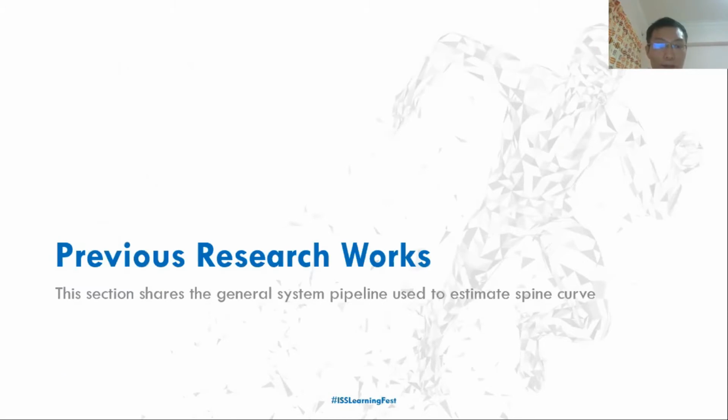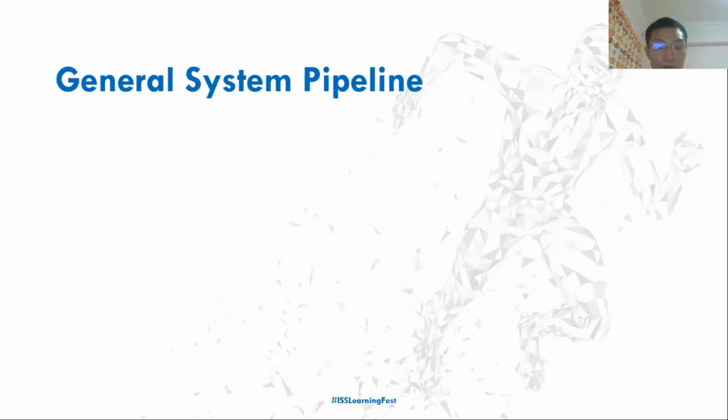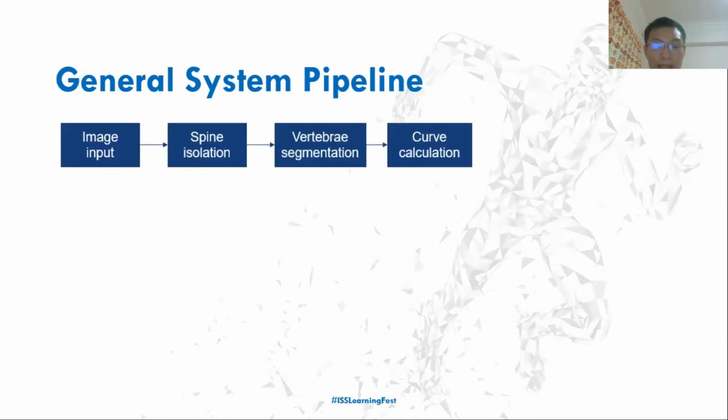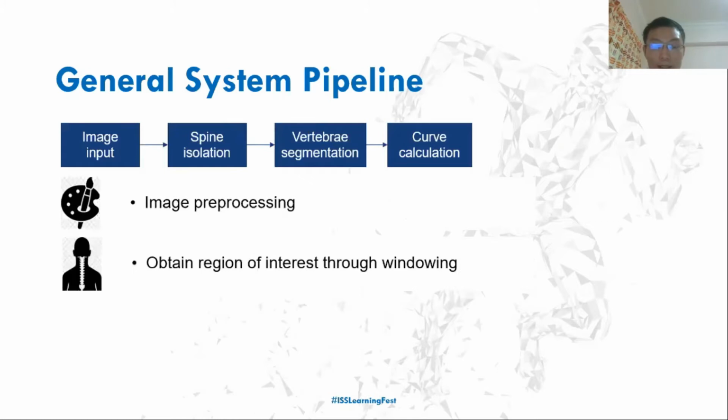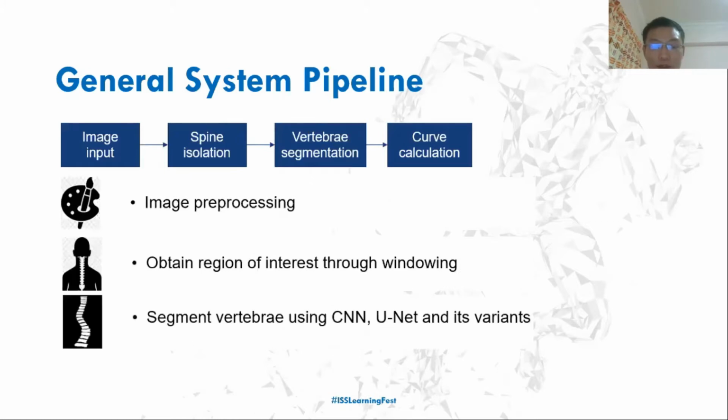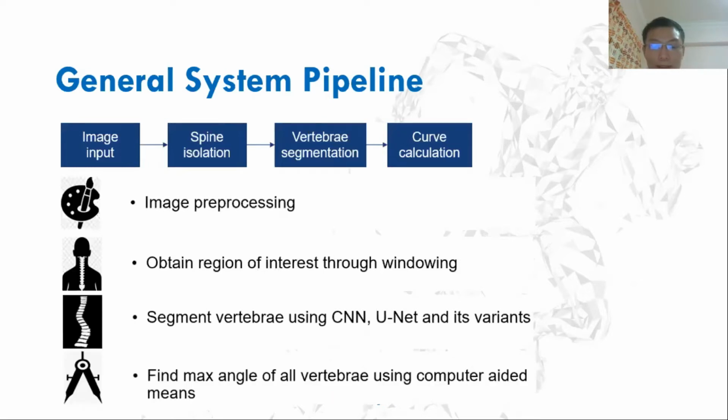Now I will share the previous research works. Past research works typically entail a four-step approach that first performs image pre-processing, then the spine is identified through windowing. Next, using convolutional neural network to segment the vertebrae, which is the tiny bones that form the spine, and finally to estimate the curve angle using computer-aided means such as curve fitting method.